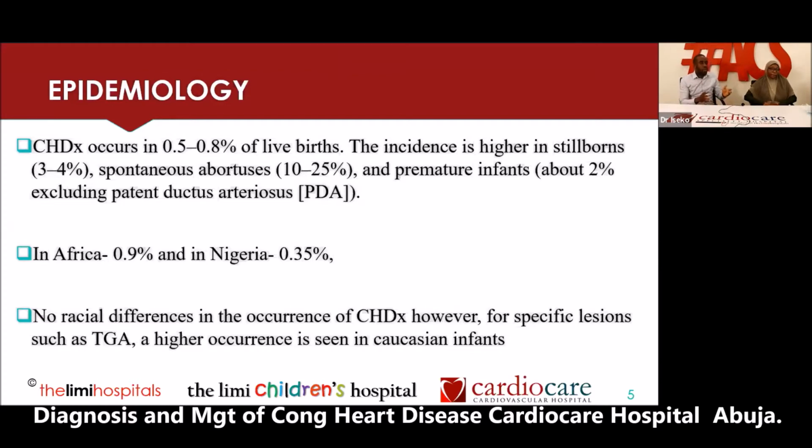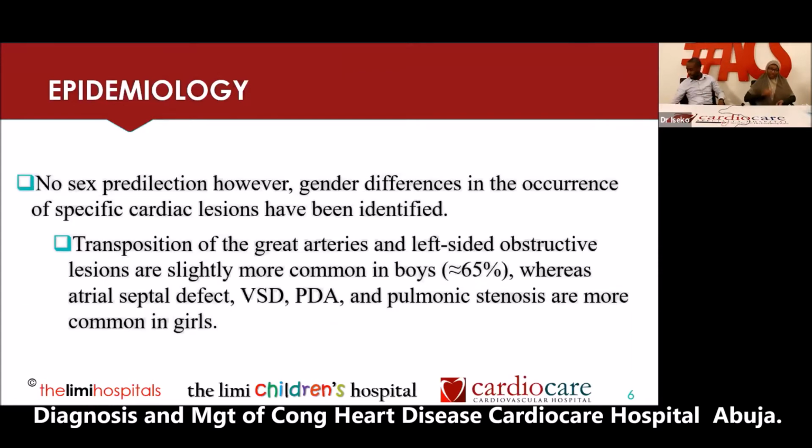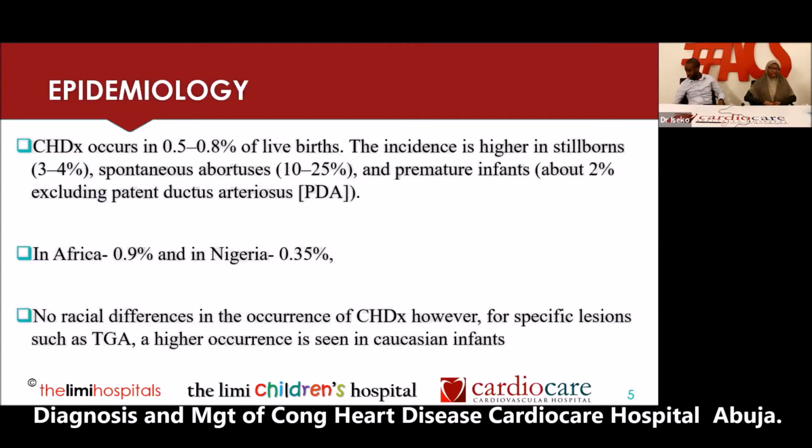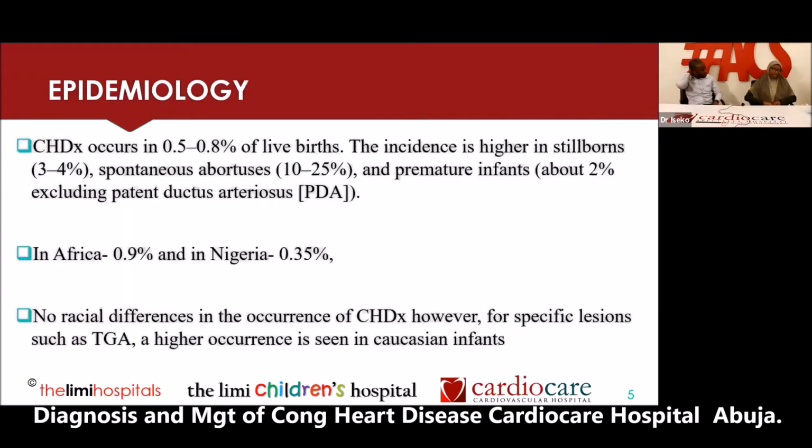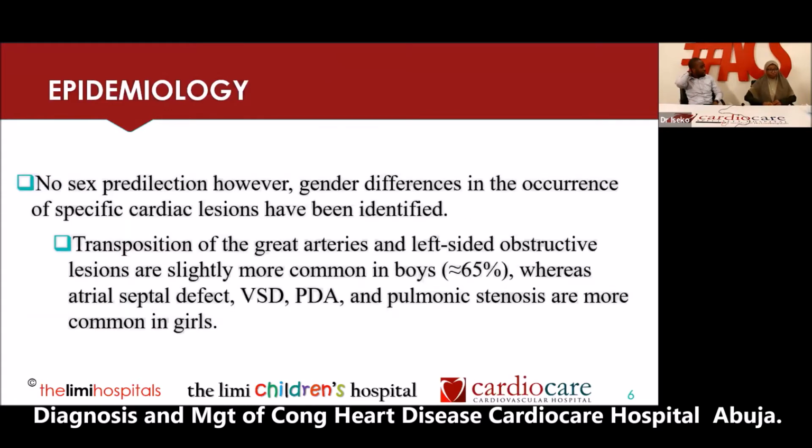Okay, so would you say that in Africa, congenital diseases are as common or more common than in the Western world? It's more common. But we have a varying epidemiology depending on the location. But when you look at it generally, it's more common. Okay, that's interesting. Any racial differences, blacks, whites, and things like that? Generally, no. But for specific congenital heart disease, like in tetralogy of Fallot, it's been shown to be commoner in Caucasian infants.